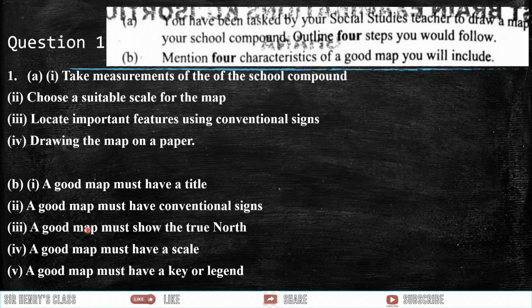A good map must show the true north. A good map must have a scale. A good map must have a key or legend. So key or legend is what explains the symbol that you use. It explains the conventional signs which you have used on the map.